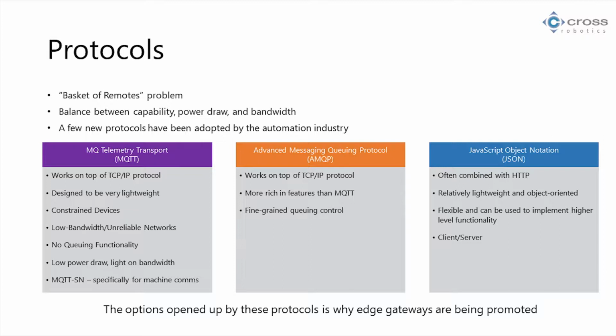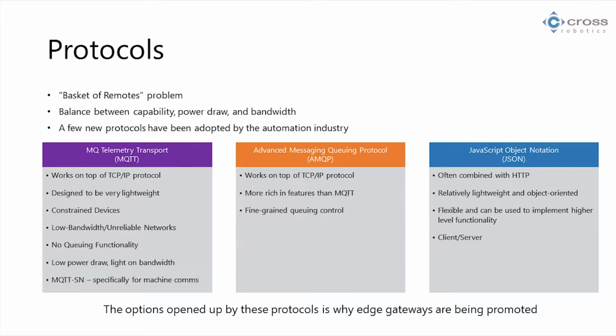One of the things you can't do with MQTT is queue up messages. With AMQP, you can queue messages. It's a little more advanced. It gives you fine-grained queuing control. Inherently, it's going to be a little more of a bandwidth hog and a power hog. JSON, it's an object-oriented language. Like I said, I'm not an expert on any of these. I just want to put this in front of you so you see the terminology.